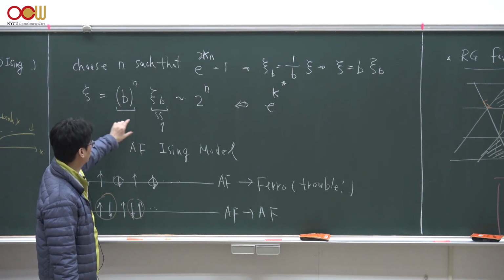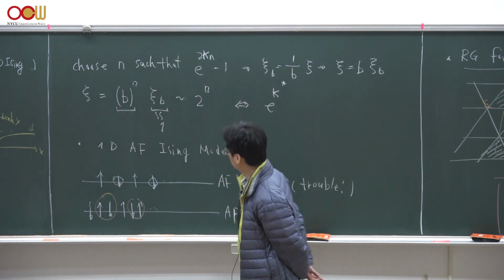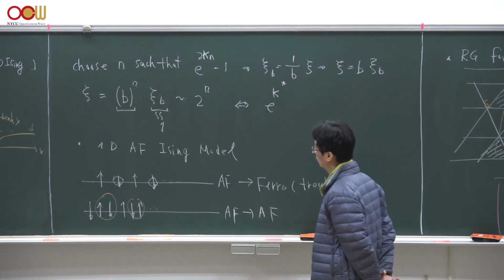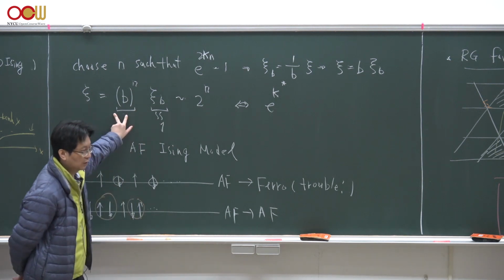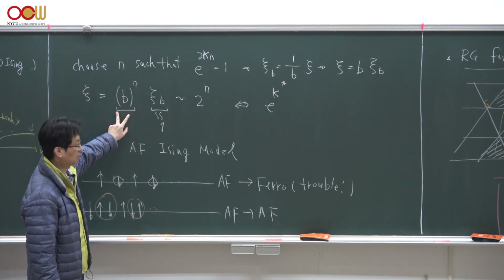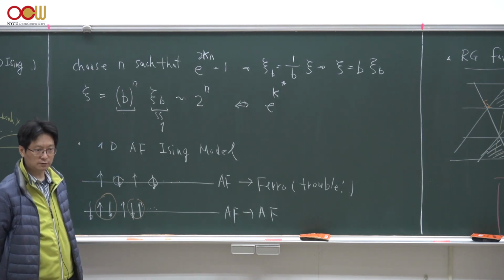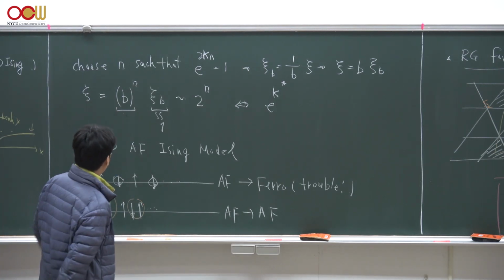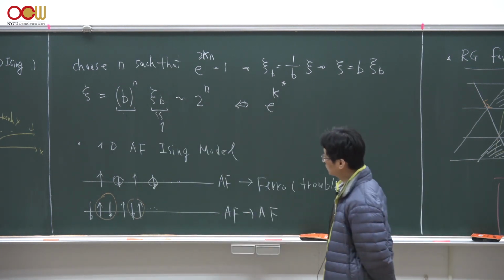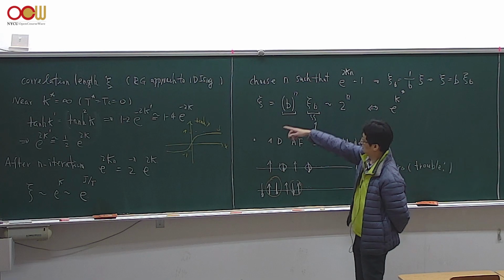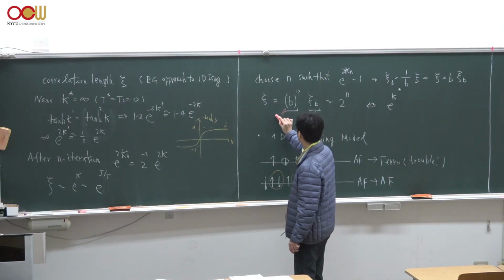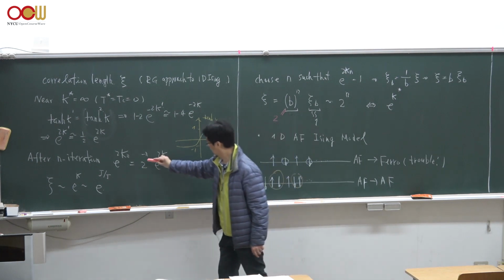We set this ξ_B as the pre-scaled correlation length, which is of order 1. But after n iterations, you get b to the power of n as a prefactor in front of this order 1 value for the correlation length, and therefore the correlation length diverges as 2 to the power of n, since the scale factor b now becomes 2.